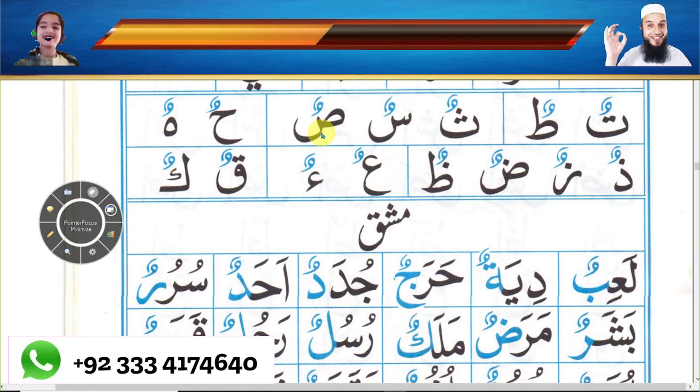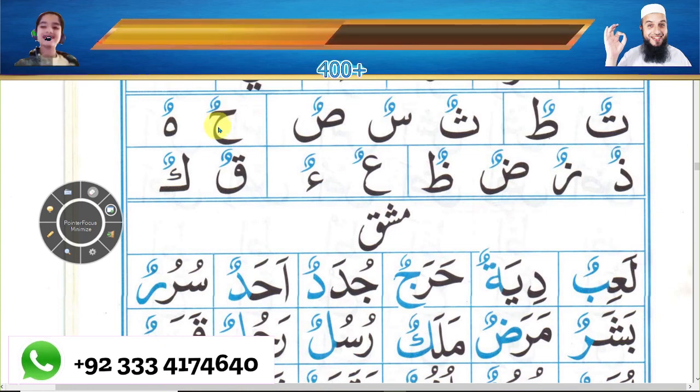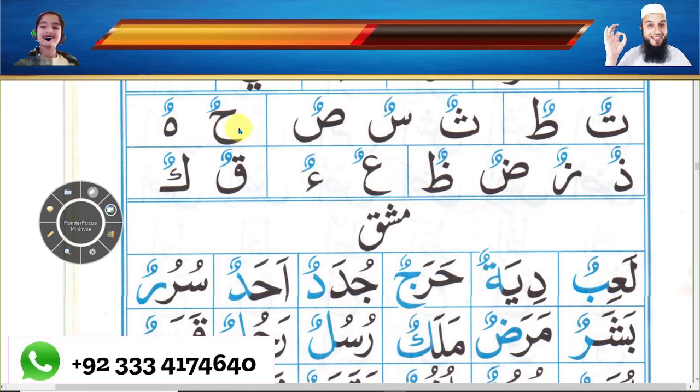Okay. From which place does this letter come from? The letter ha. From the upper backside front teeth. No, this letter is not connected with teeth. This letter comes from the middle throat.